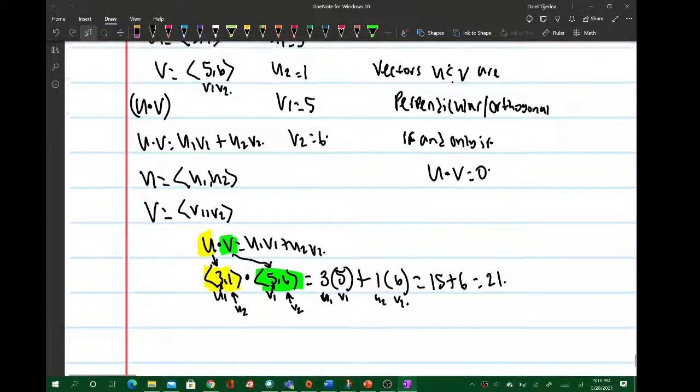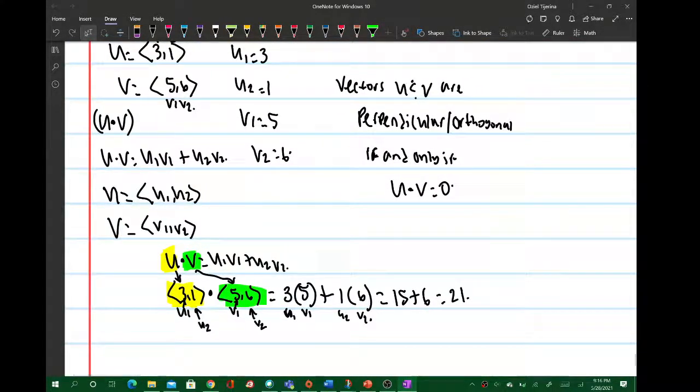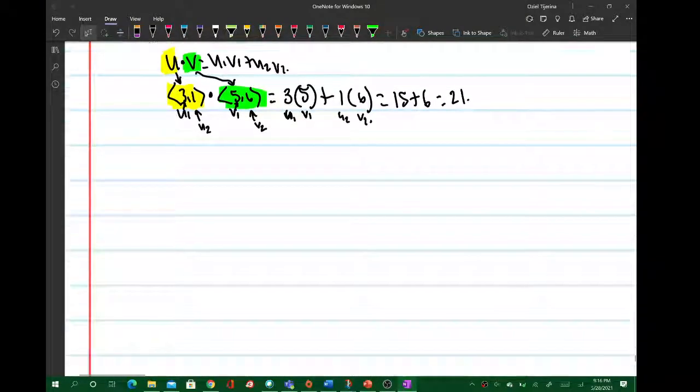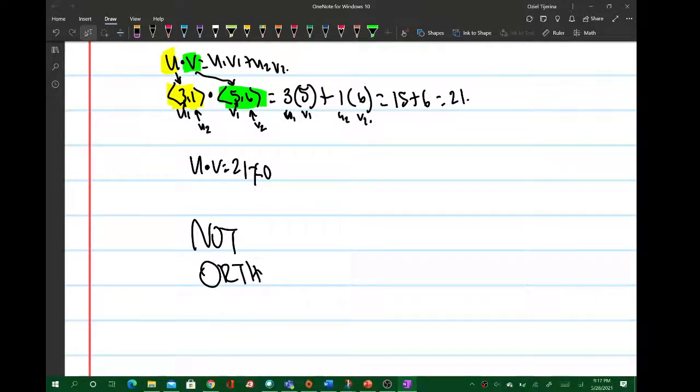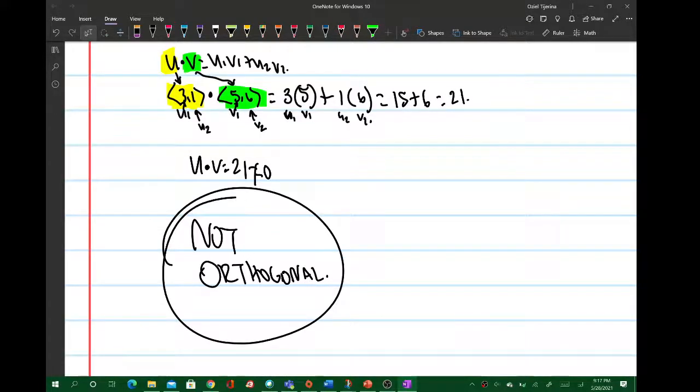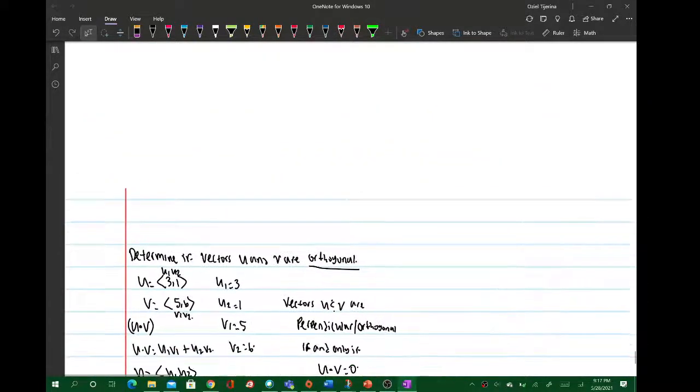Now remember, it says vectors u and v are perpendicular or orthogonal if and only if u dot v equals 0, okay? So basically we got that u dot v equals 21, which is not equal to 0, so they're not orthogonal. Okay, and that is your final answer.